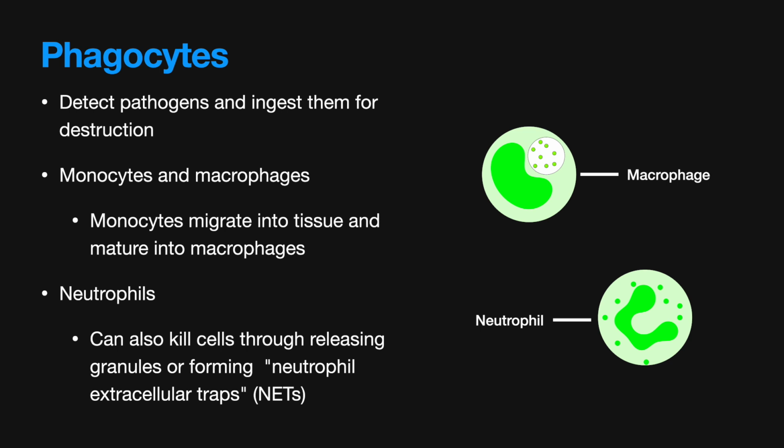The monocyte macrophage system is one of the primary phagocyte groups. In this system, monocytes migrate into the tissue and mature into macrophages. Neutrophils are also able to phagocytose pathogens. They are a bit more diverse in their capabilities, though, as they can also kill cells by releasing cytotoxic granules or by forming neutrophil extracellular traps that ensnare pathogens.